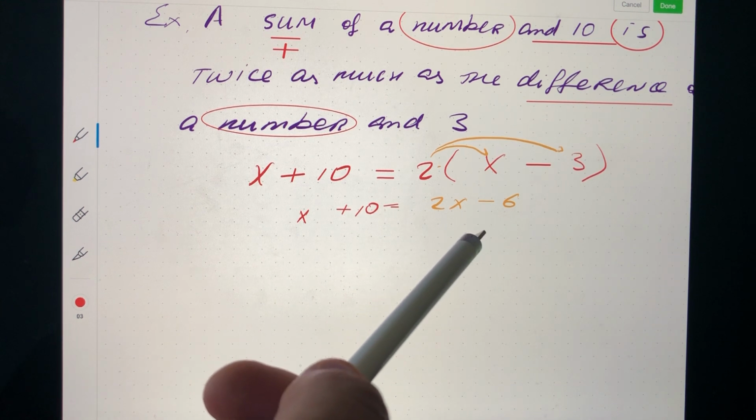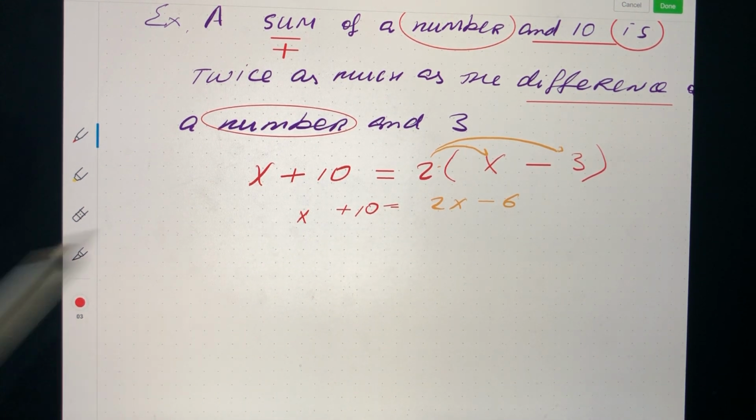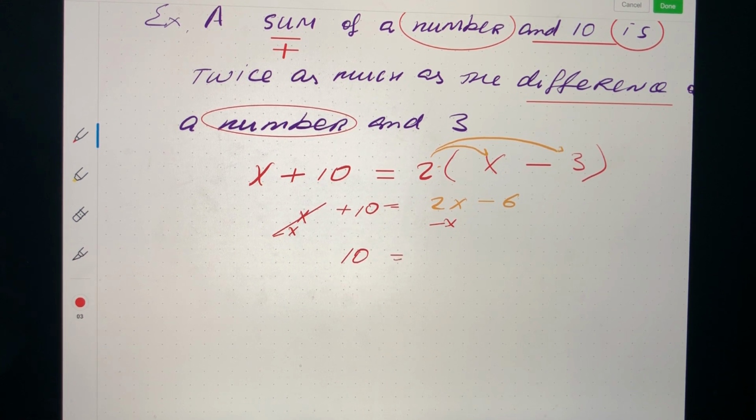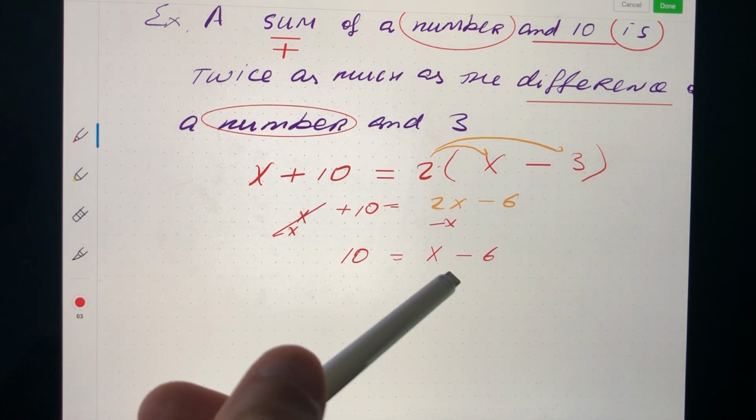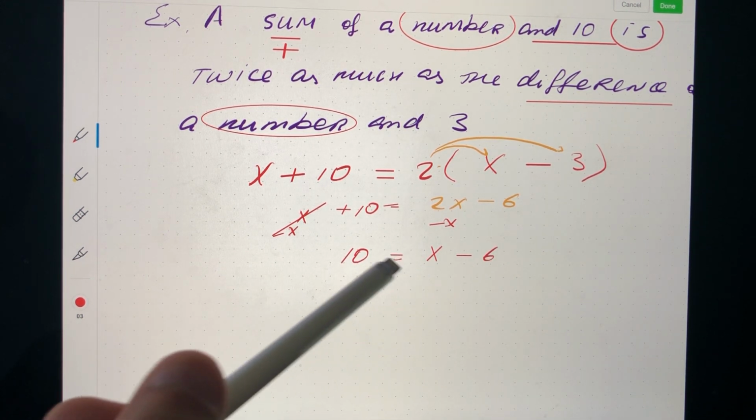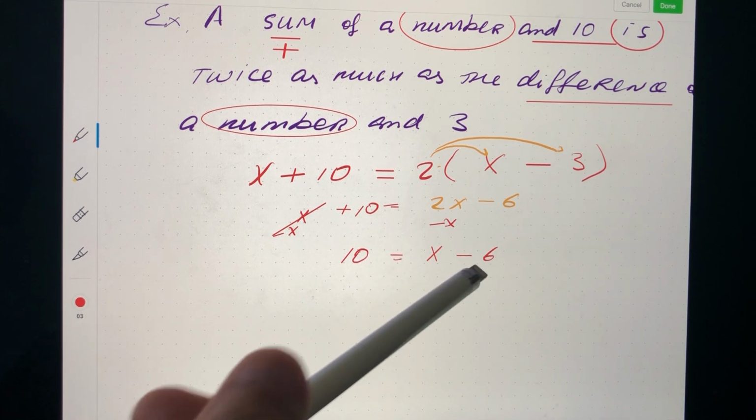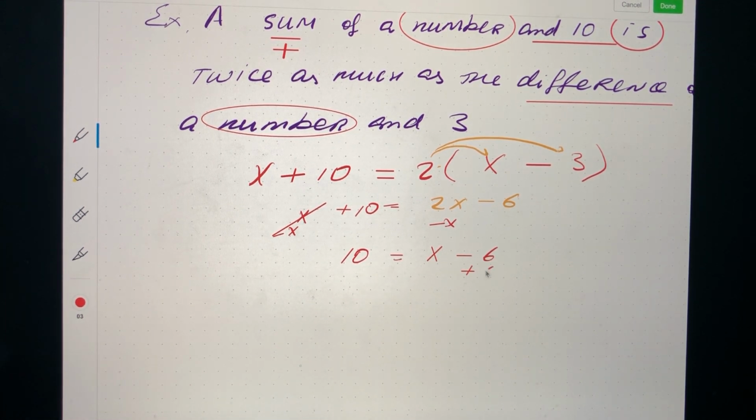Let's say we move the x's to the right, so we cancel the x by subtracting from both sides. That makes 10 equals 2x minus x, which is 1x, minus 6. Now since all my x's are on the right, I want the numbers on the left, which means cancel the negative 6 by adding it to both sides. And we're done. x is 16.